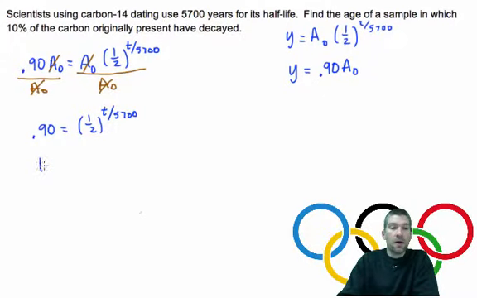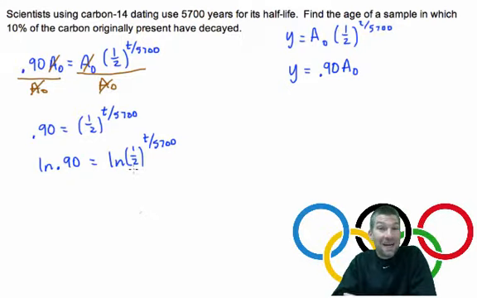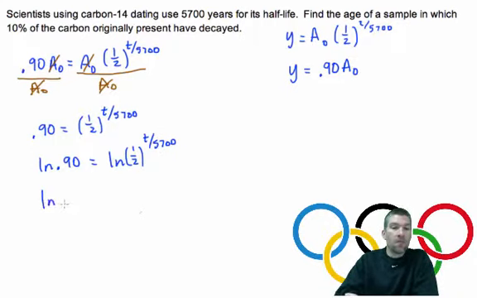So the natural log of 0.9 is equal to the natural log of 1/2 to the t over 5,700 power. And when you do this, anytime you have an exponent inside a natural log, you can take that exponent and move it to the front of the natural log. So natural log of 0.90 is equal to t over 5,700 times the natural log of 1/2.